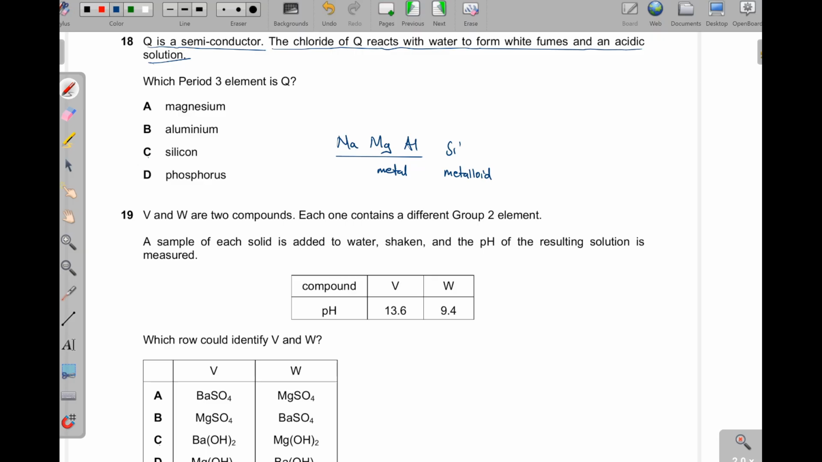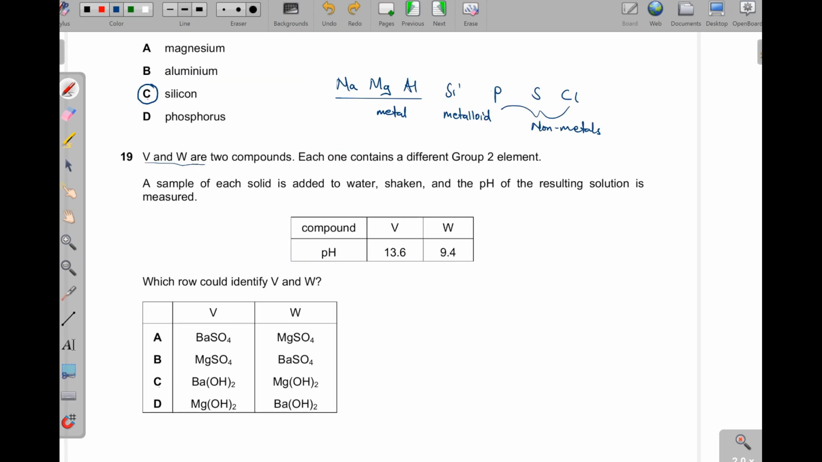Then we also have now phosphorus, sulfur, chlorine. These ones here are non-metals. So if this is a semiconductor, that has to be what? Silicon. It has some properties of what? Metals.